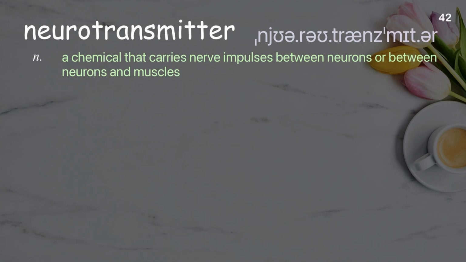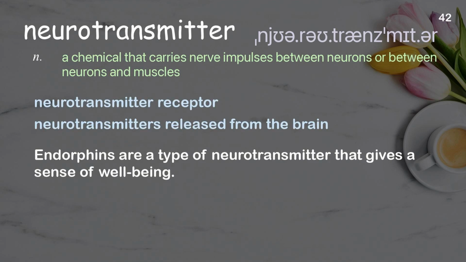Neurotransmitter. A chemical that carries nerve impulses between neurons or between neurons and muscles. Examples: neurotransmitter receptor, neurotransmitters released from the brain. Endorphins are a type of neurotransmitter that gives a sense of well-being.